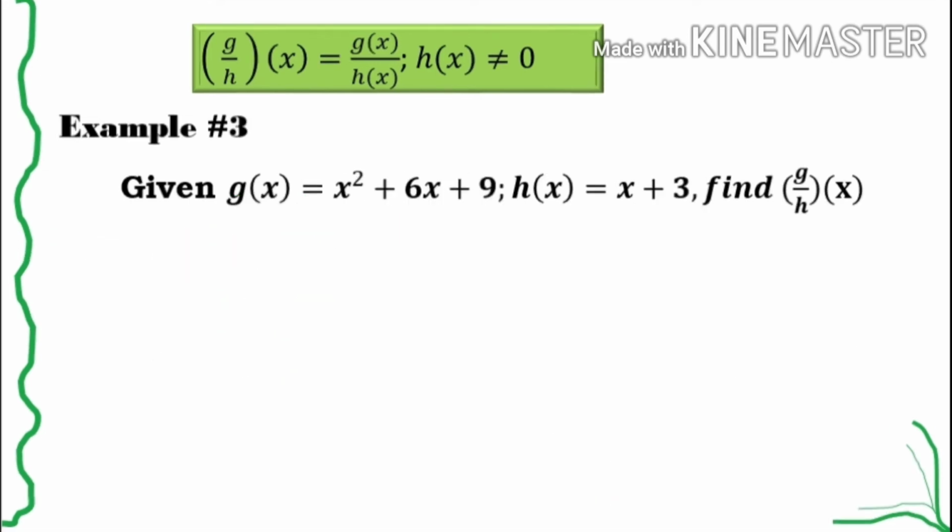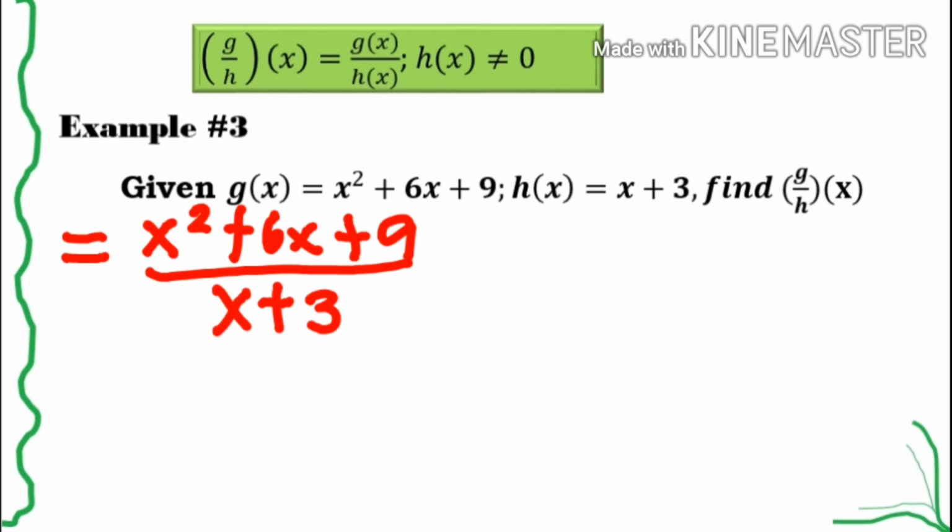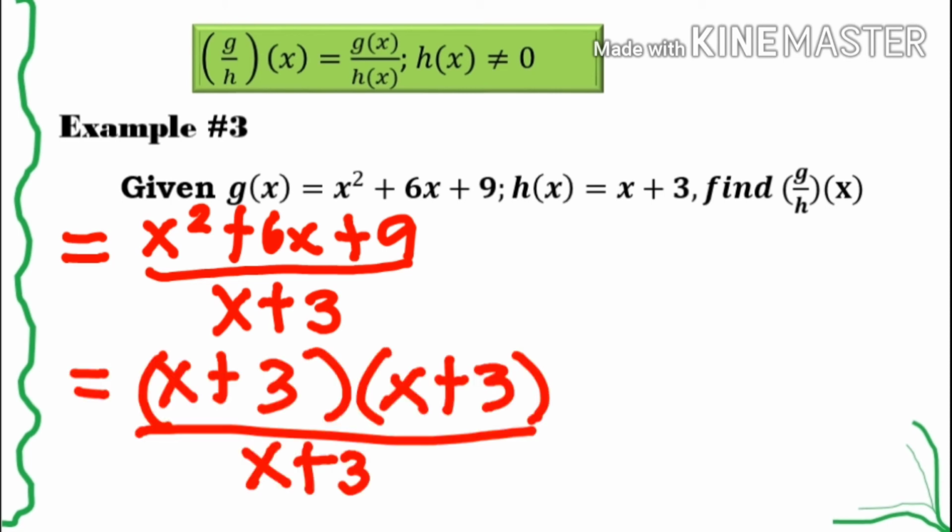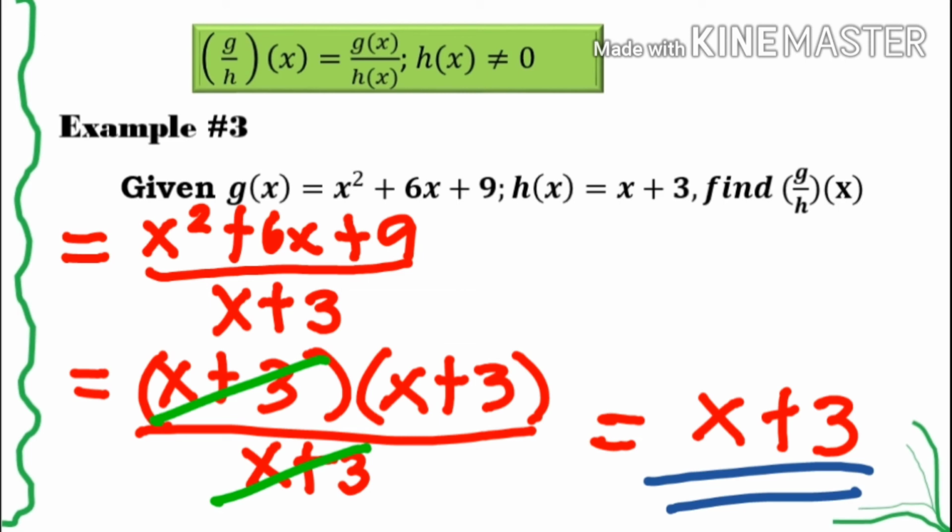Example number 3, given g of x equals x squared plus 6x plus 9, h of x equals x plus 3. Find g over h of x. We substitute the given to the formula, since x squared plus 6x plus 9 has a factor of x plus 3 times x plus 3. Then, cancel x plus 3. So we have x plus 3.